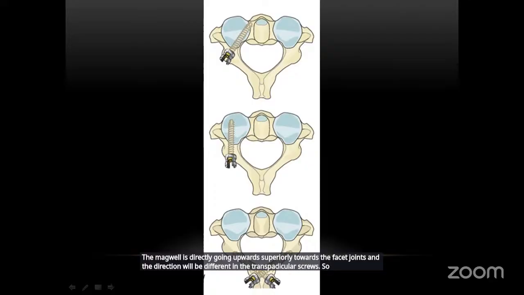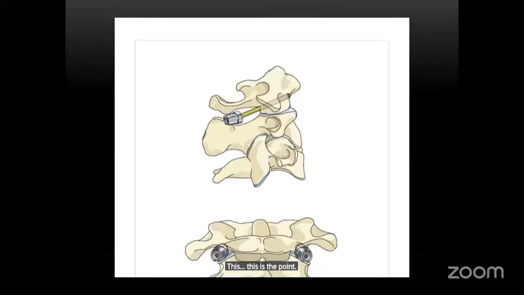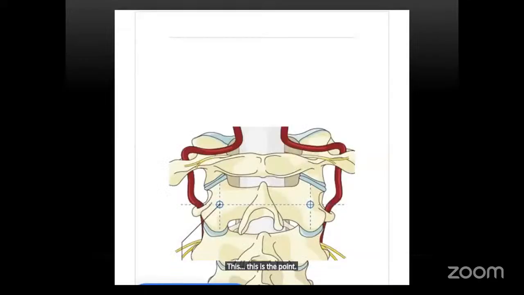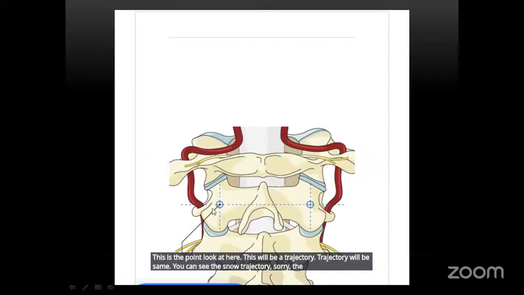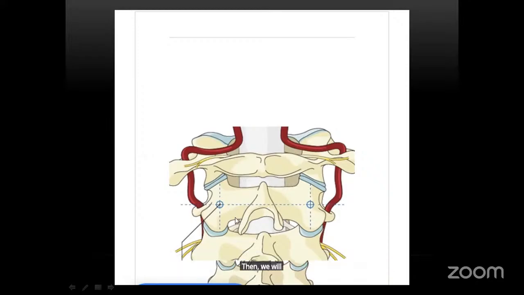So what will be the direction of transpedicular screws? Look here, this is the point. The entry point will be the same as the C2 screws, at the middle of the line of the lateral mass. Then we will make a burr with the help of a drill, about 2 mm. Then we will place our trajectory.